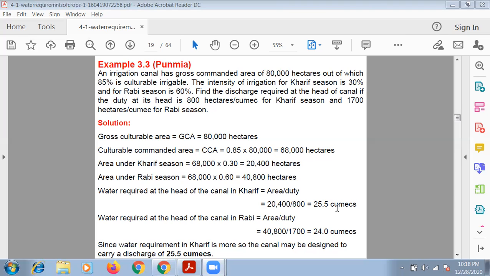Similarly, you have to calculate the water required at the head of the canal for Rabi crops. So for Rabi crops, it is again area divided by duty. So the area is 40,800 divided by duty, which is 1,700 hectares per cumex. So it is 24 cumex. Since the water requirement in Kharif is more, the canal may be designed for a discharge of 25.5 cumex. Kharif crop requires more water at the head, so it should be designed for 25.5 cumex.